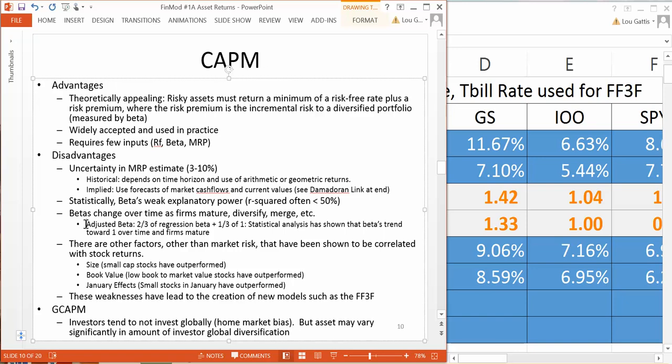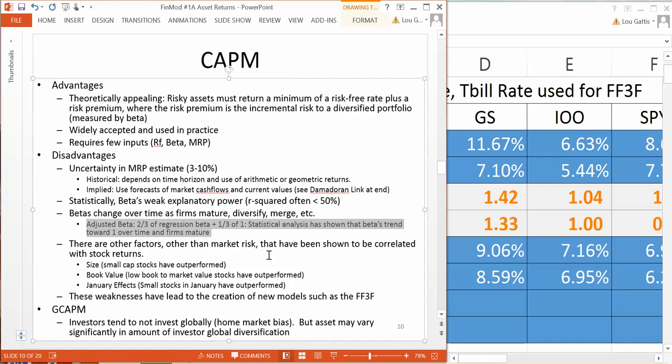Also, do I use 1-year betas or 5-year betas or 10-year betas? One common practice is to use, say, a 2 to 3 year historical beta. So I might use 3 years of historical data. And they have done studies that show that betas tend to go towards 1 over time.